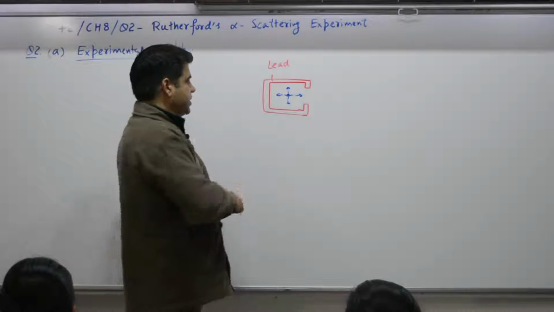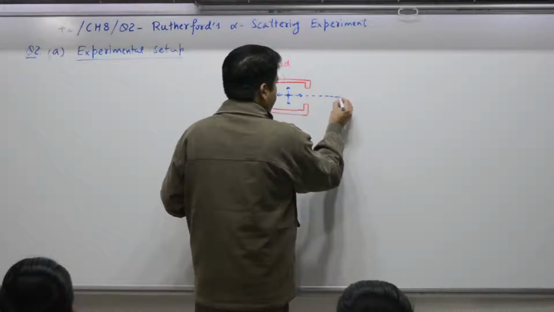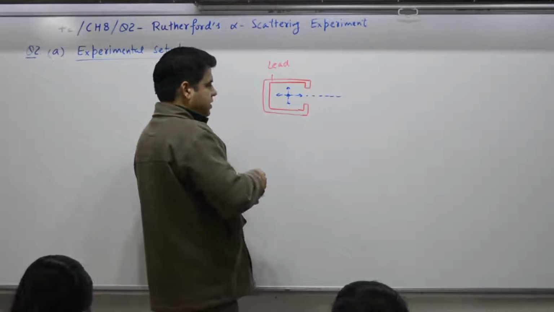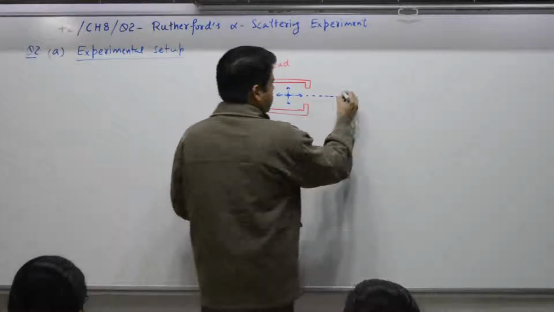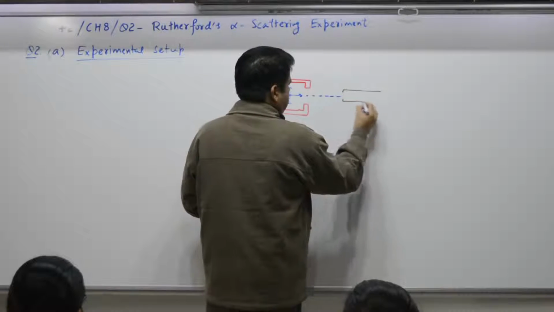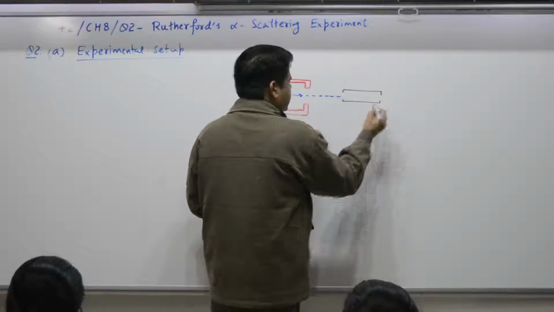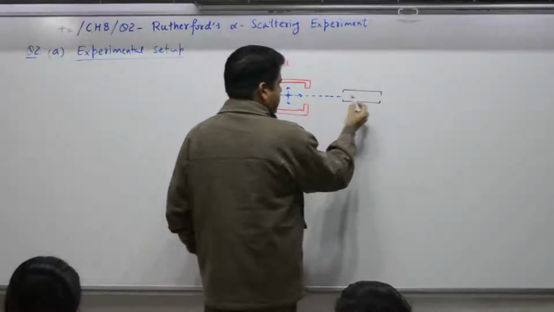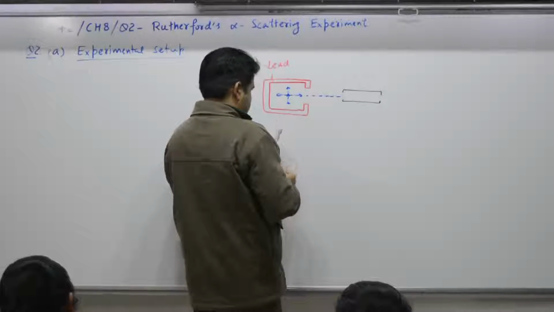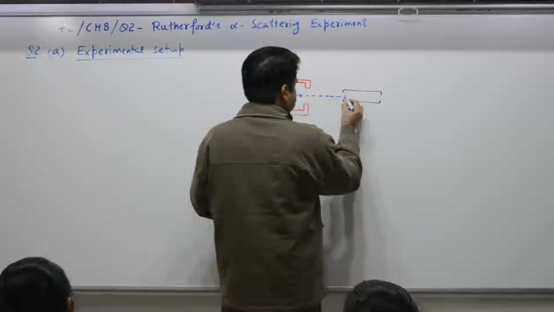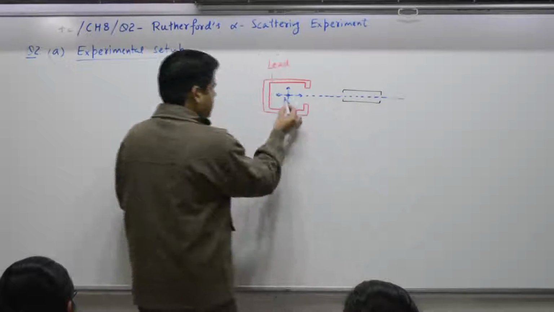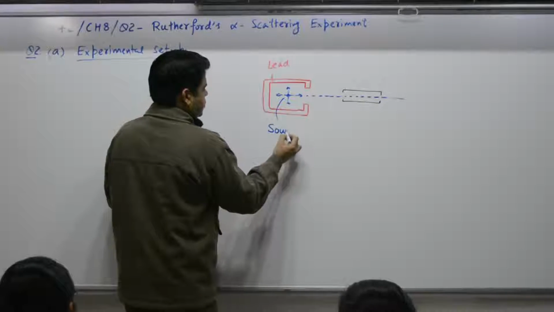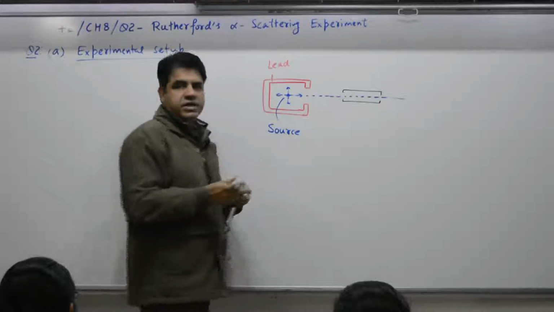So these alpha particles pass through what? Yes, a collimator. Means what? Something which can give direction to alpha particles. This is the collimator, black color. These alpha particles then move on. This is the source of alpha particles.